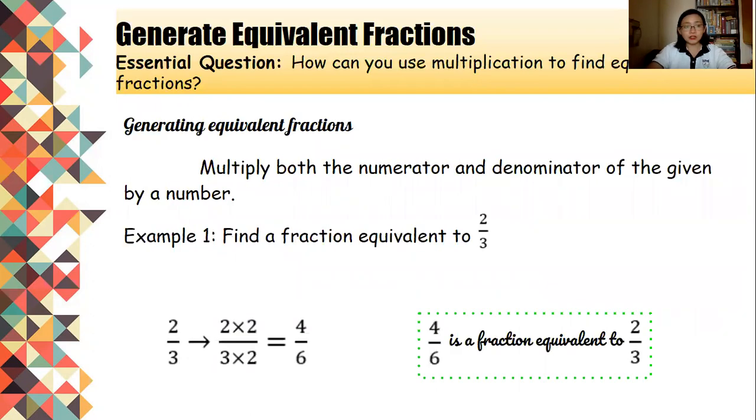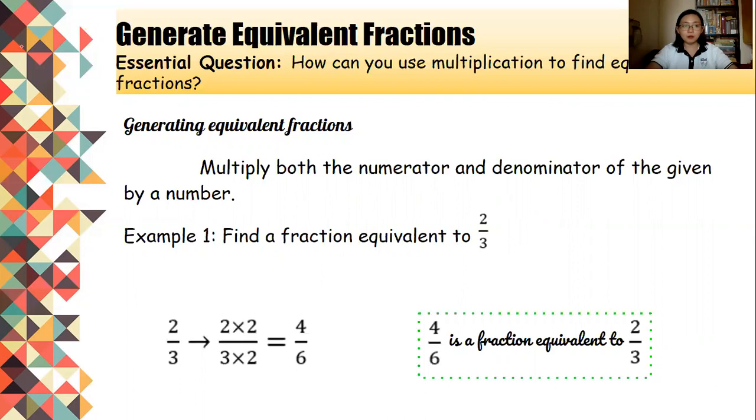In order to generate equivalent fractions, we have to choose one particular number, and you have to multiply it to both your numerator and denominator of the given number. Reminder, it should be a whole number that you will be multiplying to your numerator and denominator. And whatever number you will be multiplying to your numerator should be the same for your denominator. This is to ensure that you are not changing the value of the fraction.